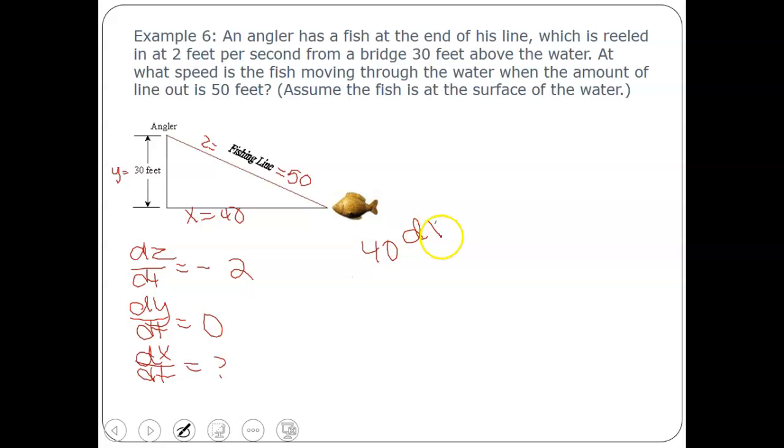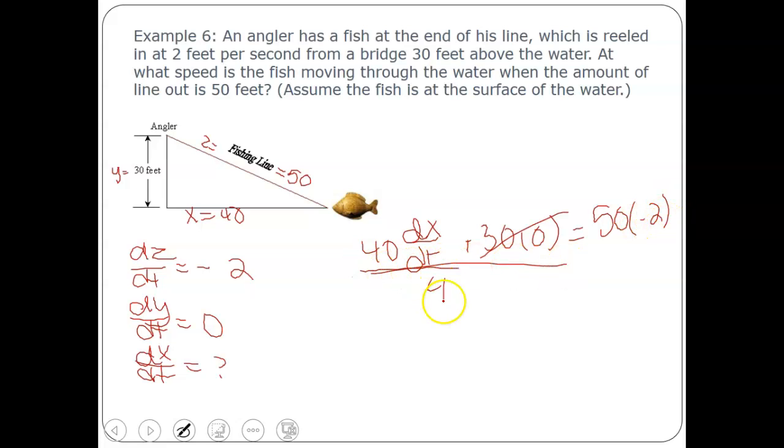The dx/dt is unknown, plus y, which is 30. dy/dt is 0, it doesn't even matter, so that goes away. And then z is 50, dz/dt is -2. So divide everything by 40. Negative 2.5 feet per second. I'm going to write that. I did write it.